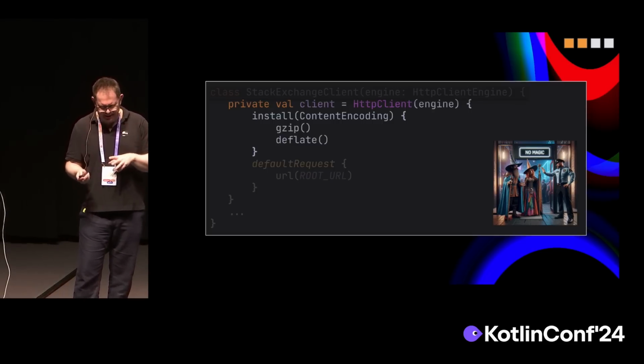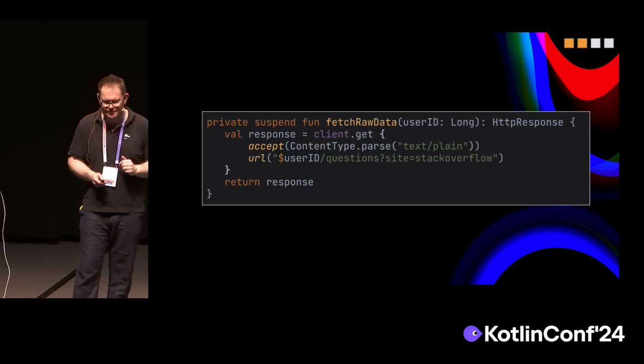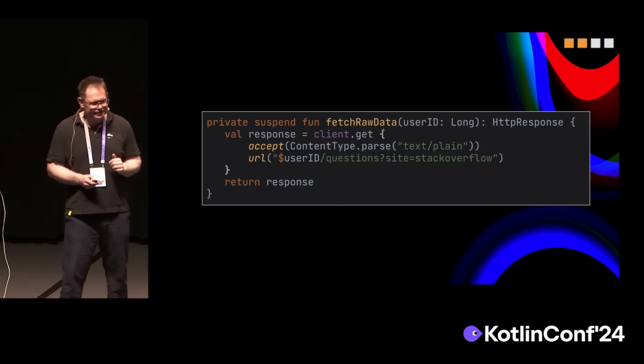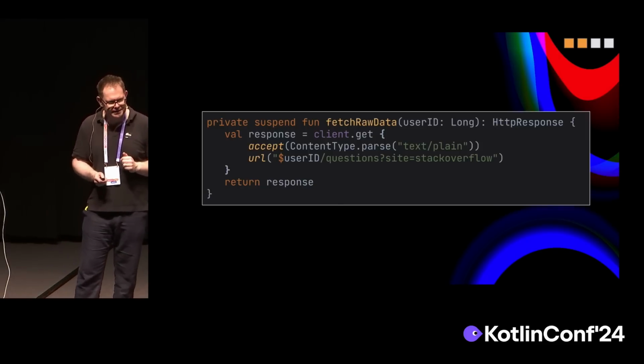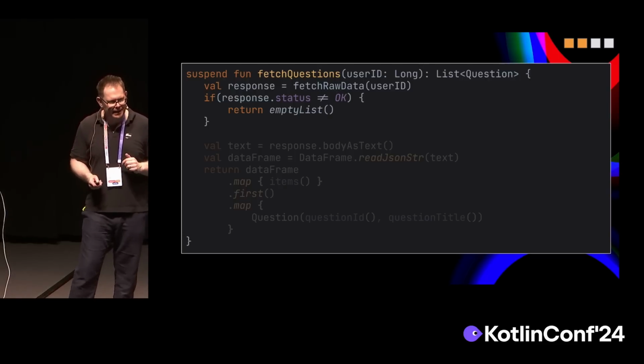I didn't realize this when I started the demo, but the information that you get back from Stack Overflow is zipped up. So remember, there's no magic. It won't get unzipped by default, but I can go to the HTTP client and install the content encoding plugin and add support for unzipping what comes back from the server. And then having done that, I can write this function called fetch raw data, which does what it says on the tin. It goes out and sends a request and returns the response. And then from the response, I can pick out the data.